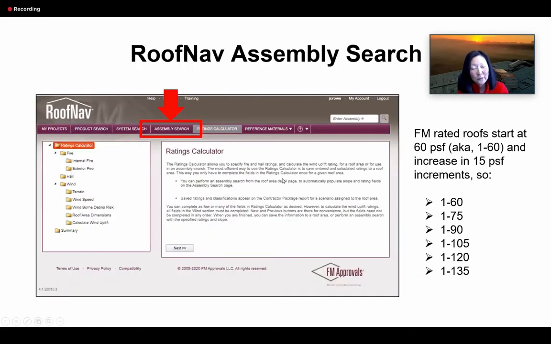But since everyone uses RoofNav, I'm going to use that as my example. So you go to the RoofNav website, you go to an assembly search, okay? And how FM rates the roof systems is that they start at 60 pounds per square foot. That's the lowest that they start at, and they increase in 15 pound per square foot increments. So everyone should be familiar with the 1-60, the 1-75, the 1-90, 1-105. And those of you in Florida, with the really windy areas along the Gulf Coast, you're going to need those upper level, the 1-135s and 1-150s.